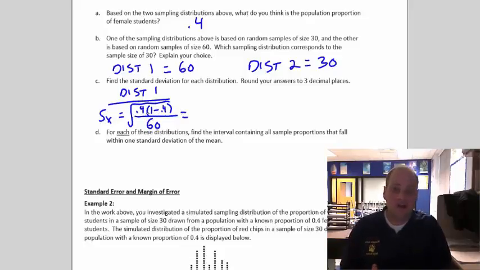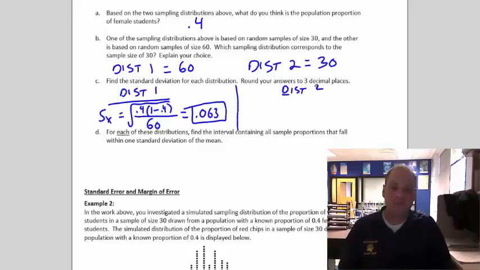Literally just put that in your calculator. 0.4 times 0.6, divide by 60, take the square root. I did it ahead of time just to save us time on this video, and it comes out to be 0.063. Now let's see how that compares to our deviation for distribution 2.